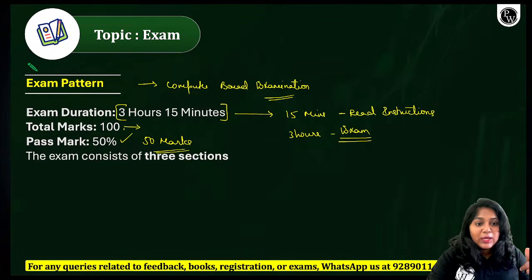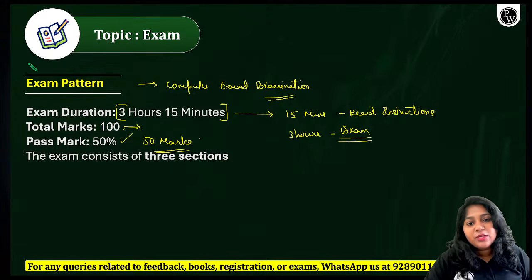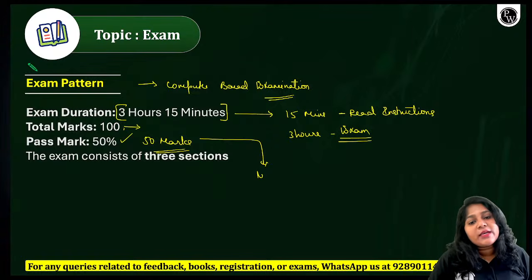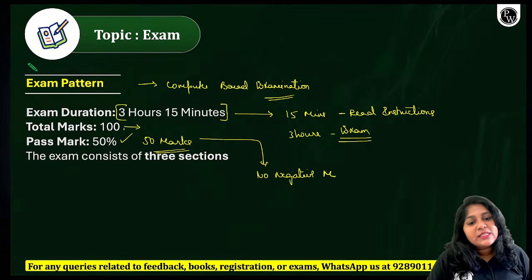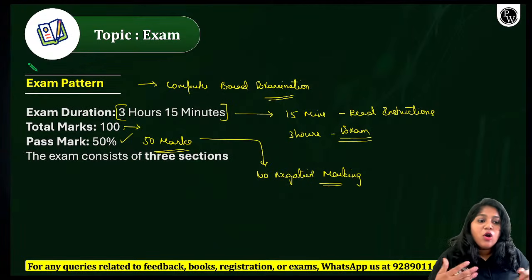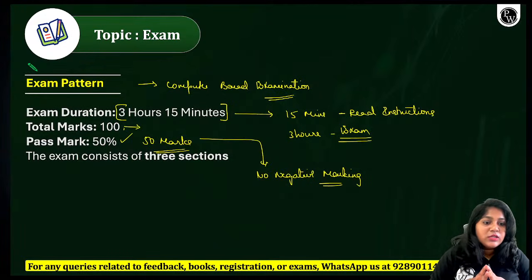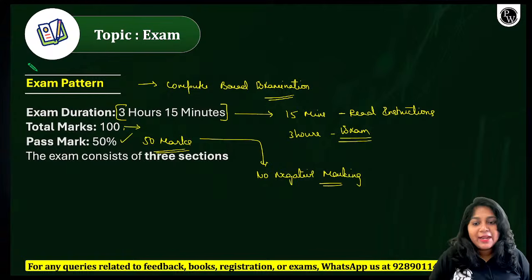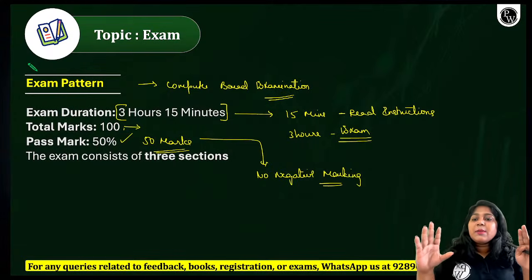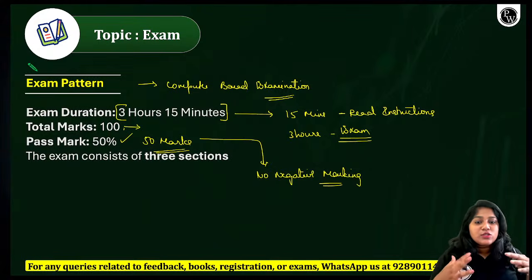The one thing most of us have a doubt about in the ACCA examination is: ma'am, do we have negative marking? Guys, you need to understand there is no negative marking. It's either 0 or a number. There are no negative values and no negative marks at all. So this is about the exam pattern, where the exam consists of 3 sections.